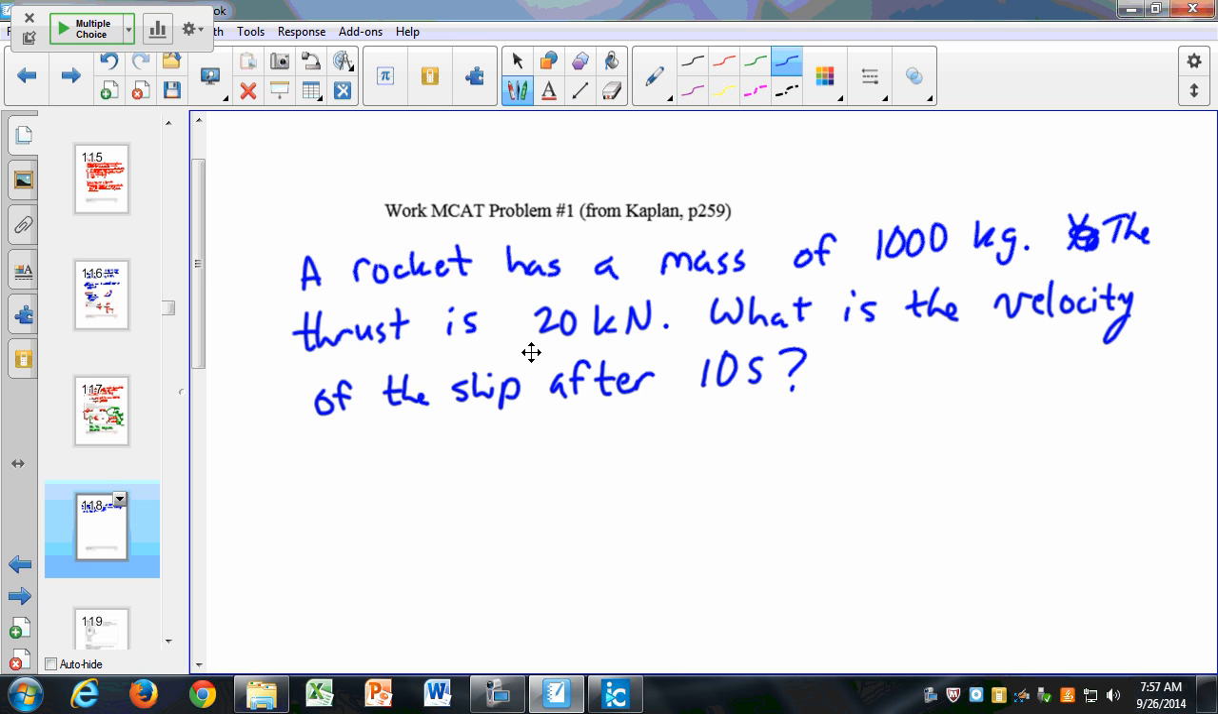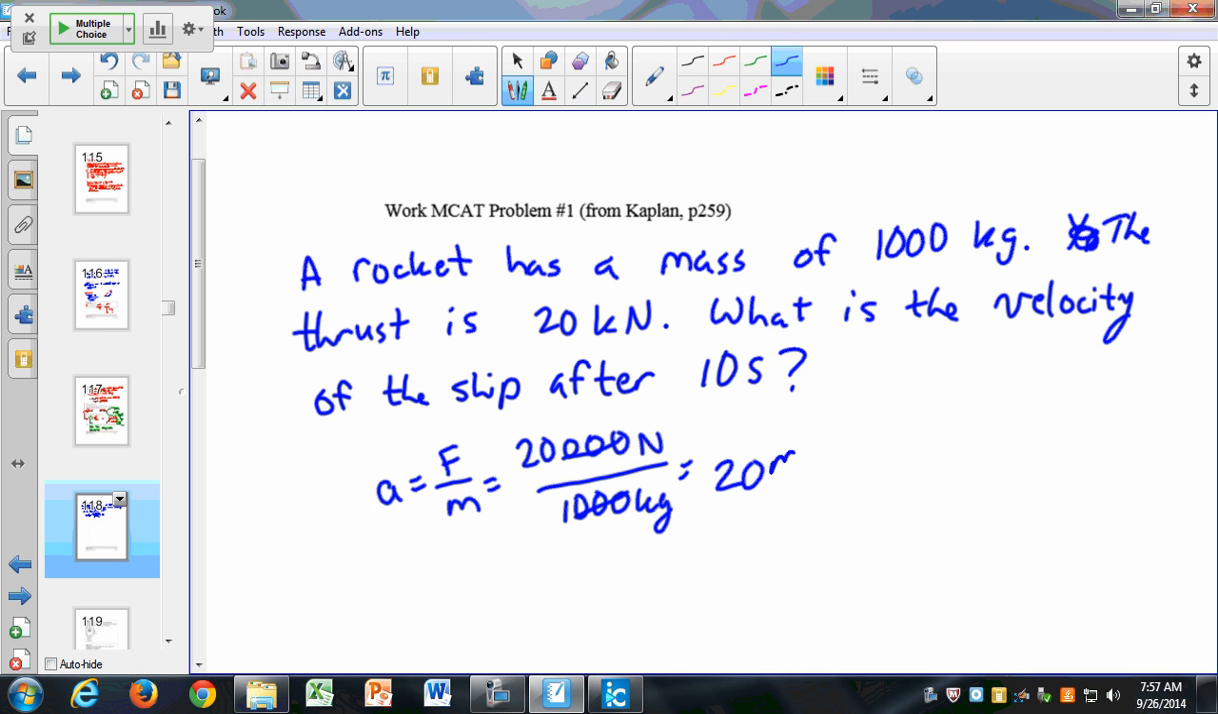All right, does anybody have the answer? What is it? 200? All right, so let's see. First, we want to find the acceleration. My acceleration is just F over m. My force is 20,000 newtons over my mass, which is 1,000. This cancels, leaves me with 20 meters per second squared.